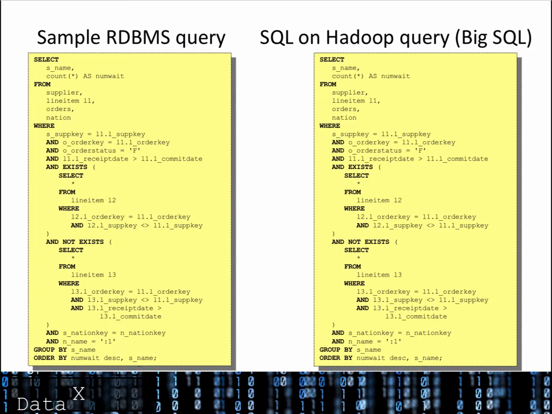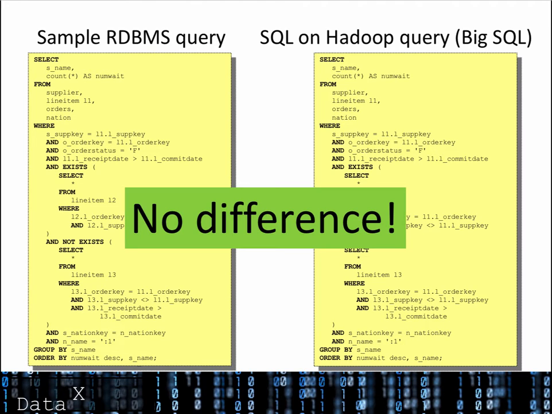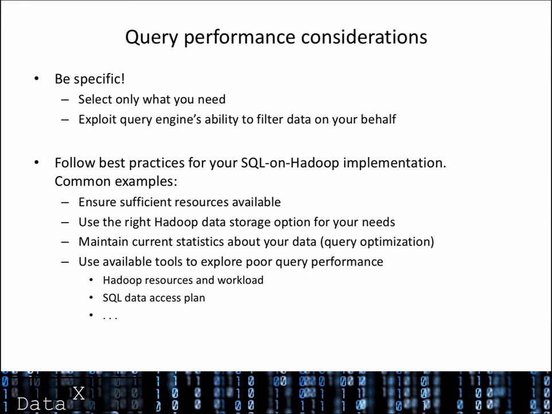The original query written for a relational database is on the left, and the query for Hadoop is on the right. Can you spot the differences? Let me make it easy on you. There is no difference, and that's the point, because what many firms really want is the ability to use standard SQL to query their data, regardless of whether that data is managed by a relational database system or a Hadoop-based technology.